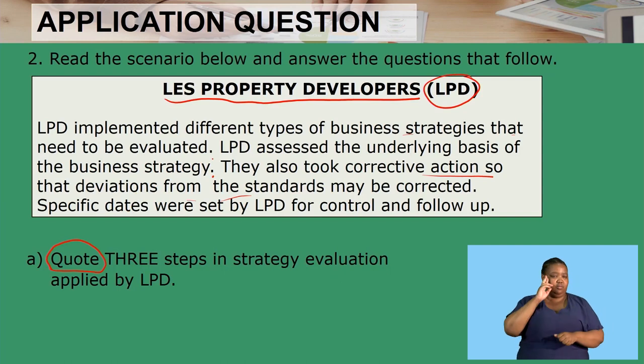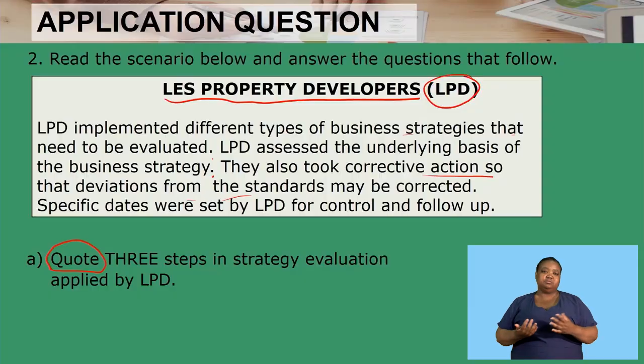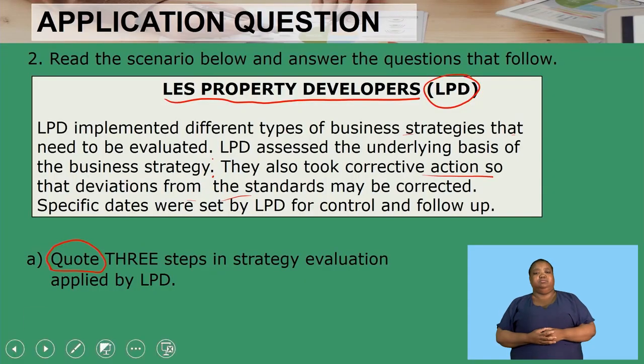Remember, what is strategy evaluation, or when do we evaluate the strategy? We came up with the strategy, so now we need to evaluate it. When we evaluate the strategy, we are basically checking the advantages and the disadvantages of the strategy. We are checking if the strategy that we chose has resolved the challenge or the problem that we had initially as a business. So now, quote 3 steps in the strategy evaluation. Take it word for word.